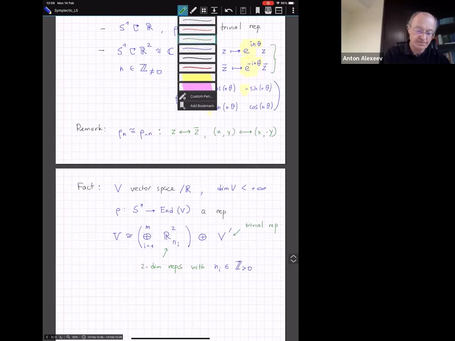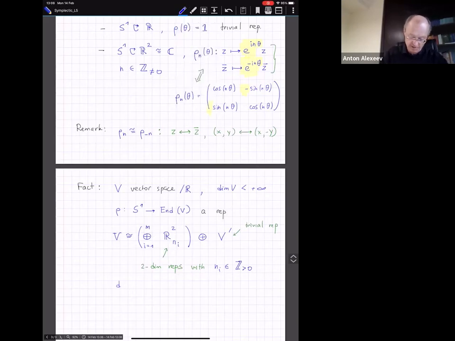And of course, the dimension of V is equal to 2 times m, so the sum of dimensions of those R2s plus the dimension of this trivial component V prime. So the representations of S1 are simply direct sums of those representations that I've just described plus the trivial one.